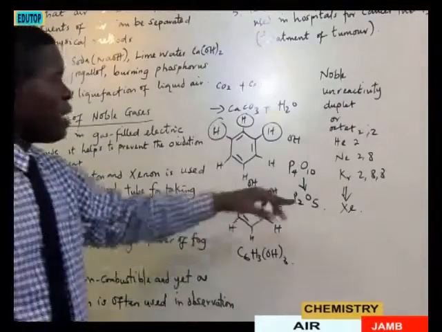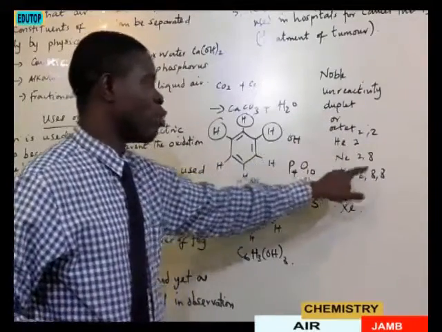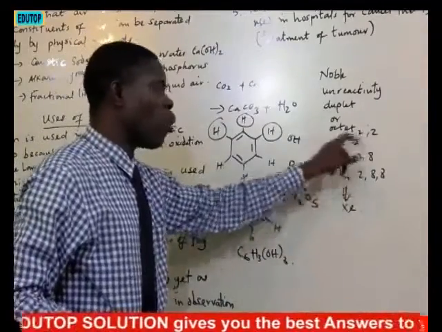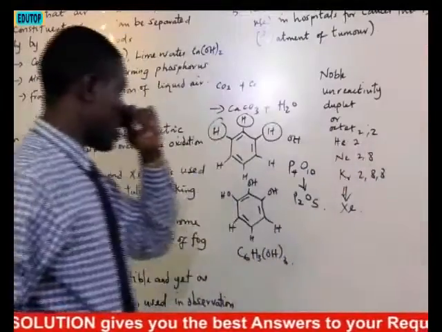Stability. You can only be stable either at the duplet state, where you have 2, or the octet state, where you have 8. So at this point, they can no longer react. That is why they are known as noble gases.